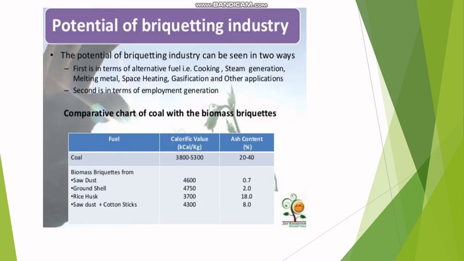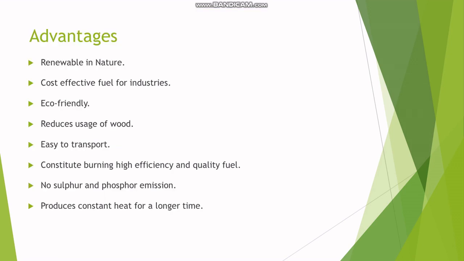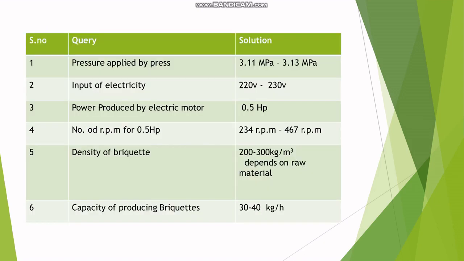The potential of briquettes in the industry. As we can see in a comparative chart, biomass briquettes have a higher calorific value than coal and lesser ash content. Advantages of briquettes: they are cost efficient, eco-friendly, reduce the usage of wood, easy to transport, have no sulfur and phosphorus emission, and produce constant heat for longer times.